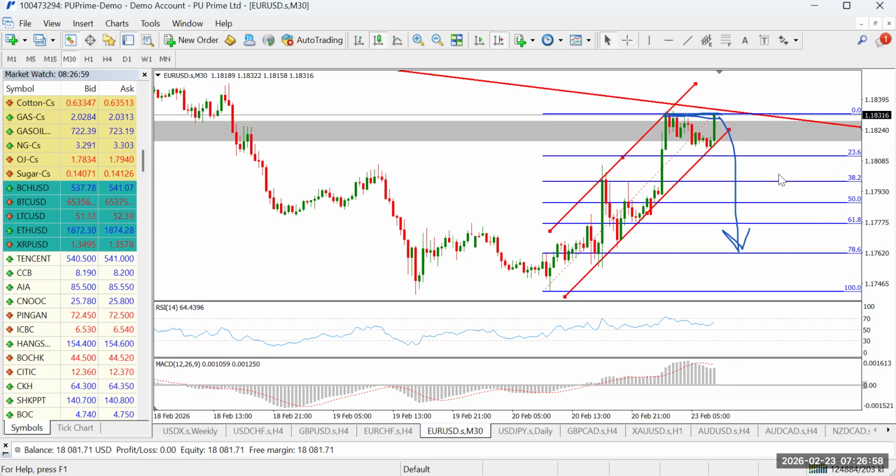So if you are a short-term trader, you look at the shorter time frames, like 15 and 30 minutes. This is something you can pay attention to. All right, so let's move on to gold.